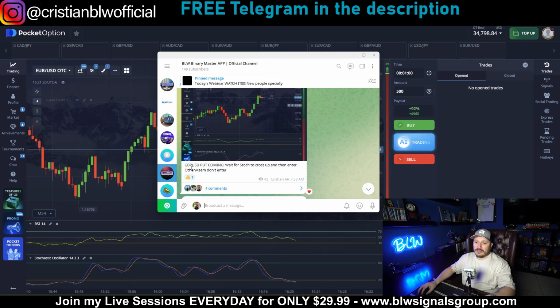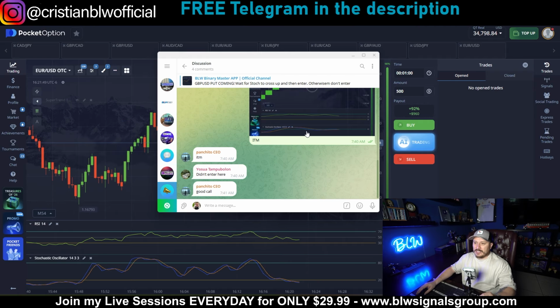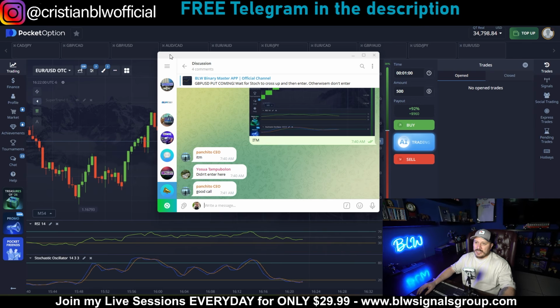Take a look at this signal right here. GBP USD put coming. Wait for the stochastic to cross up and then enter. Otherwise, don't enter. What I meant by it is that, as you can see right here, the stochastic is in a position to cross up. If that happens, then there's going to be a green candle. Even though the 70 RSI is pretty much being reached, I'm not entering. I'm only going to enter if it crosses up, and then I can enter for a put position. And as you can see in the comments, I put in the money. When did I enter? Did I enter here? No, I entered after the cross on this jump right here, and I was able to make some profits. People right here made money as well.